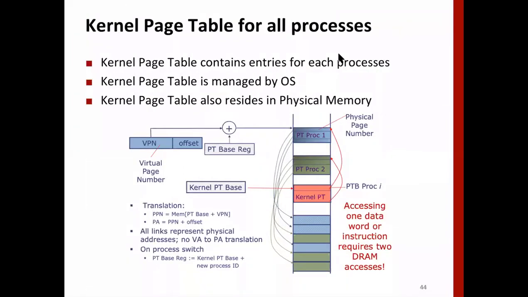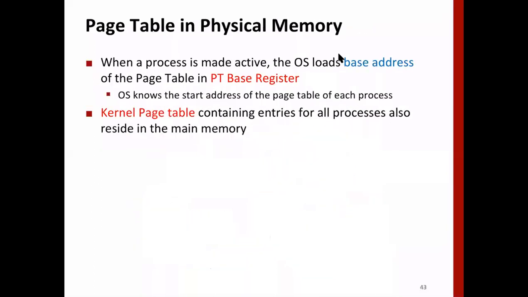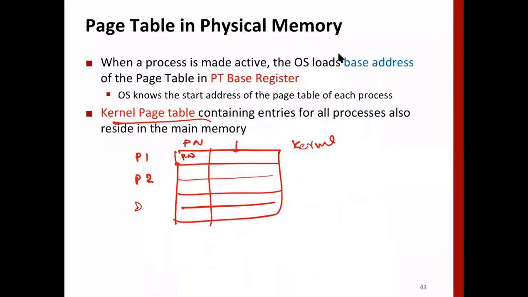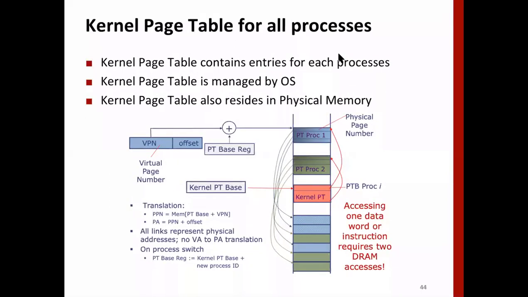All these page tables, corresponding to process 1, process 2, process 3, have addresses that must be kept somewhere. So there is another table which we call the kernel page table, and it has entries corresponding to each process. It will have the process number and the corresponding address.